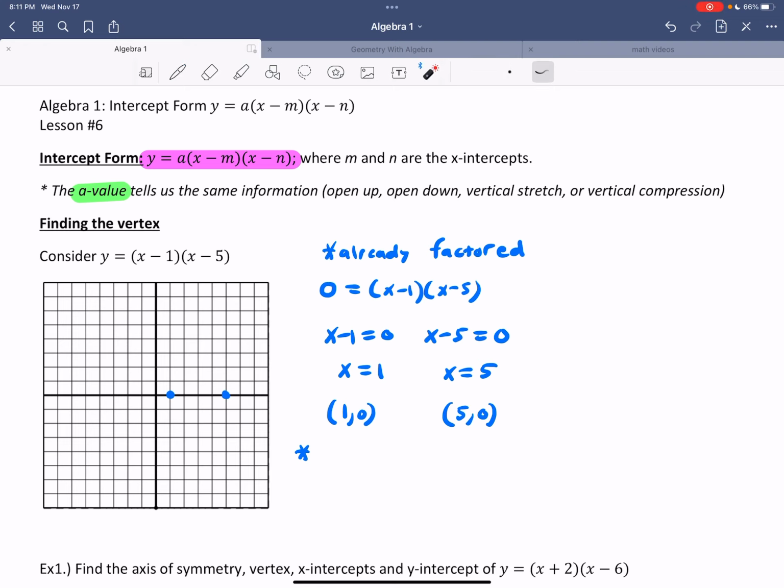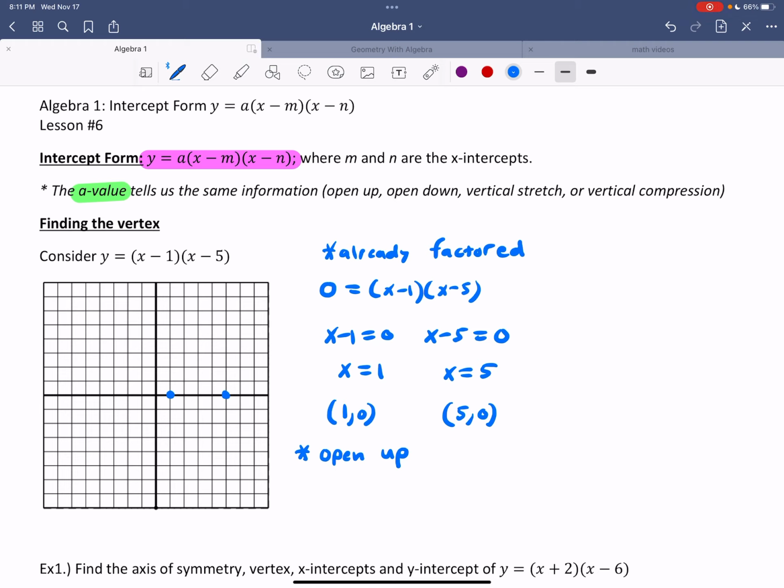So again, I told you earlier that the a value tells us whether it opens up or down. If we look at this function, we see that the a value is actually 1, okay? If you don't see a specific coefficient there, you would assume that the a value is 1. The most important thing to notice here is that that is positive. So that means that this parabola is going to open up. That'll be really helpful for us.